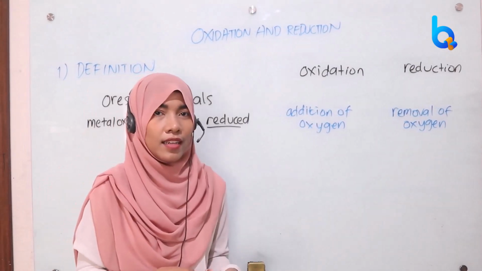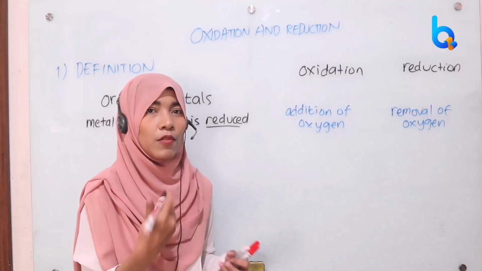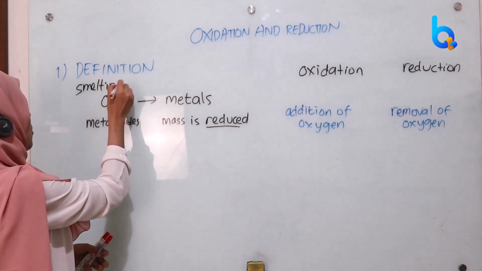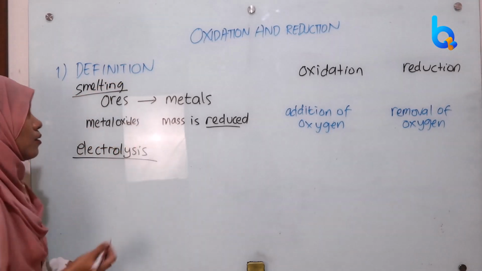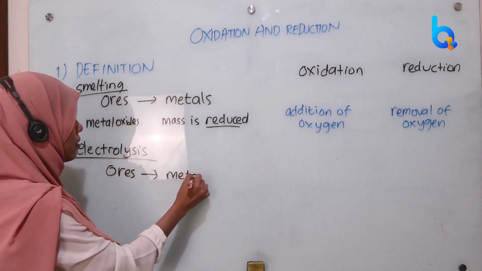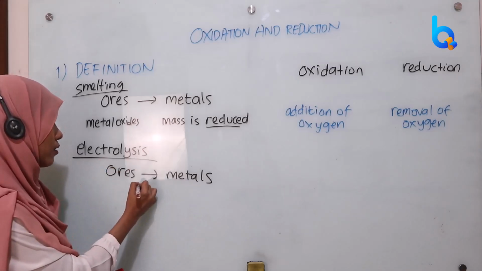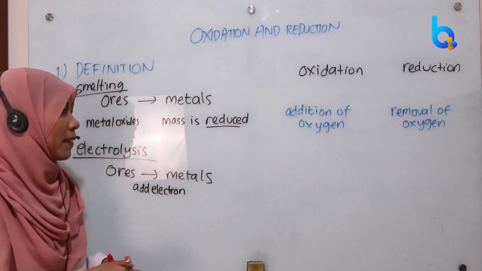But currently, the technology to extract metals does not only come from removal of oxygen. The previous process used the smelting process. The modern one uses electrolysis. During electrolysis, we convert ores to metals by supplying the ores with electrons. So here we add electrons to the ores so we can get metals.